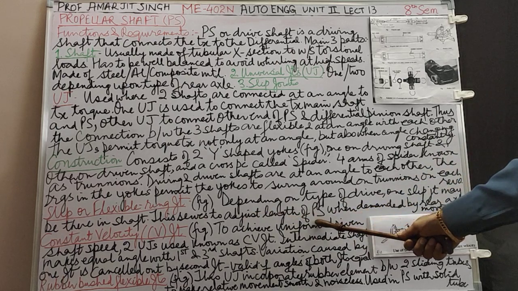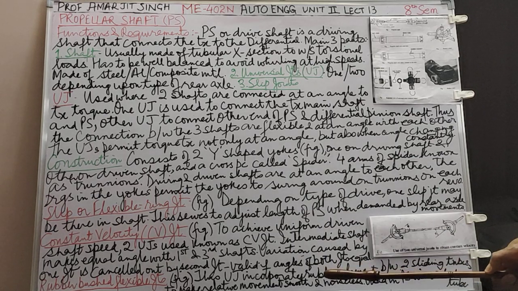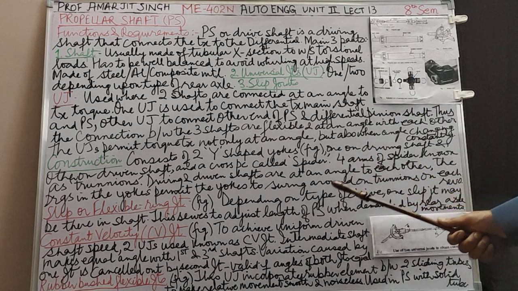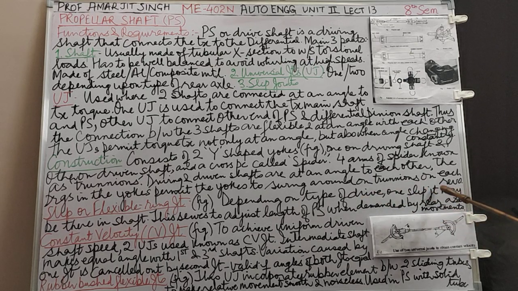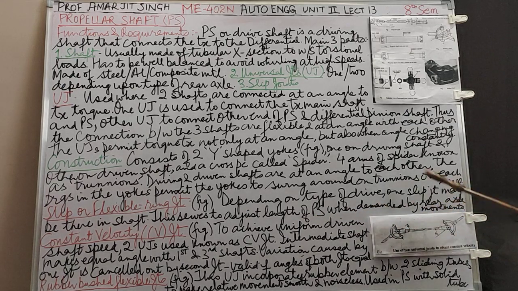This serves to adjust the length of the propeller shaft when demanded by the rear axle movements. The rear axle moves up and down due to the reasons I mentioned, and therefore this length will keep changing, and to adjust this length we have the sliding joint. Slip or flexible ring joint. Depending on the type of drive, one slip joint may be there in a shaft. This serves to adjust the length of the propeller shaft when demanded by the rear axle movement.